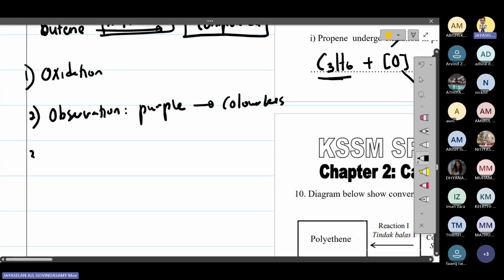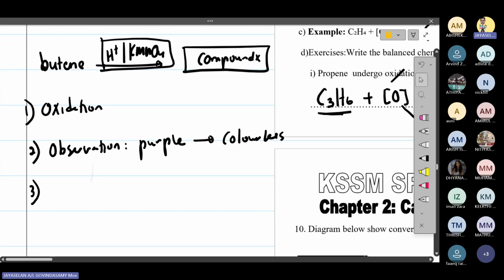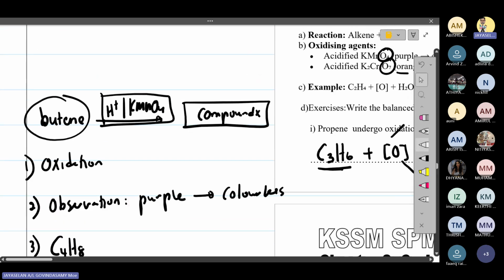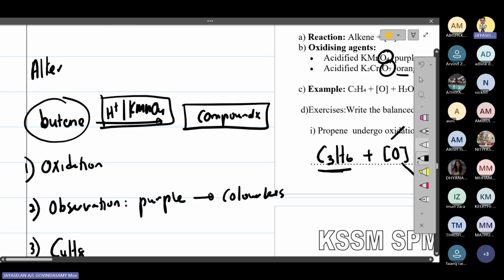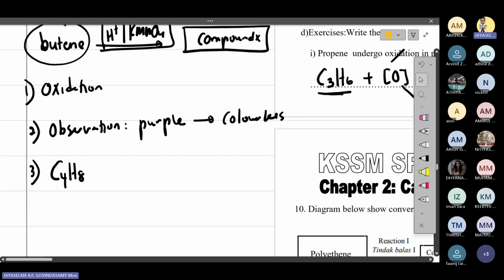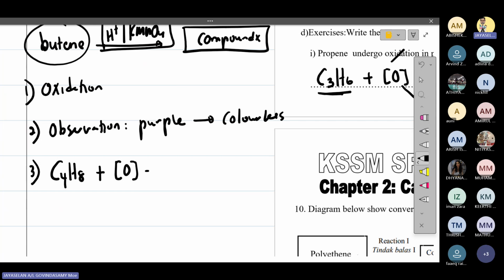If they ask for the equation, what is the formula of butene? Butene is C4H8. Sir, I don't know why you're going very fast. Here you put alkene. What is the general formula of alkene? CnH2n. Understand? Butene means n is 4. Once you apply n equals 4, you will get this structure. Then you put the symbol of oxidation and you must add water, H2O.